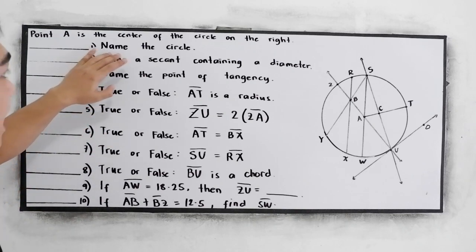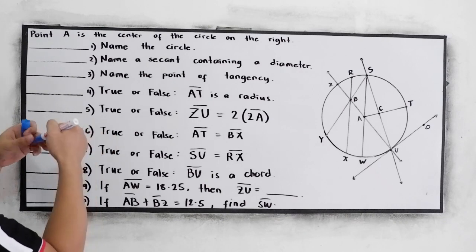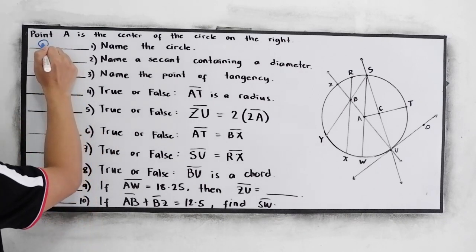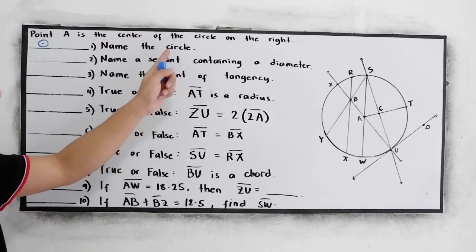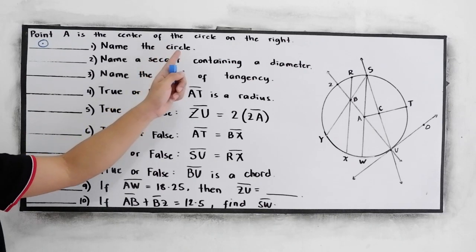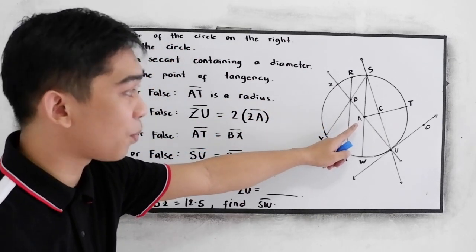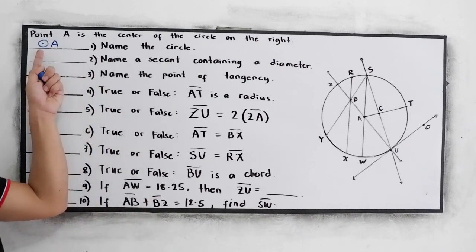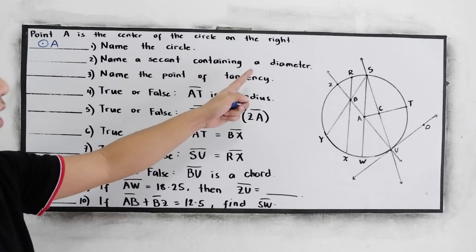Number 1, name the circle. In naming a circle, write the symbol for circle. That is a circle. Then we name a circle through its center, which is point A. So circle A. Again, circle A.